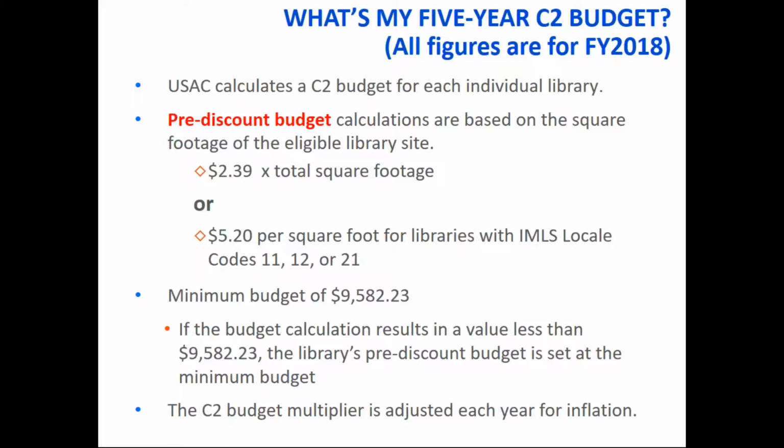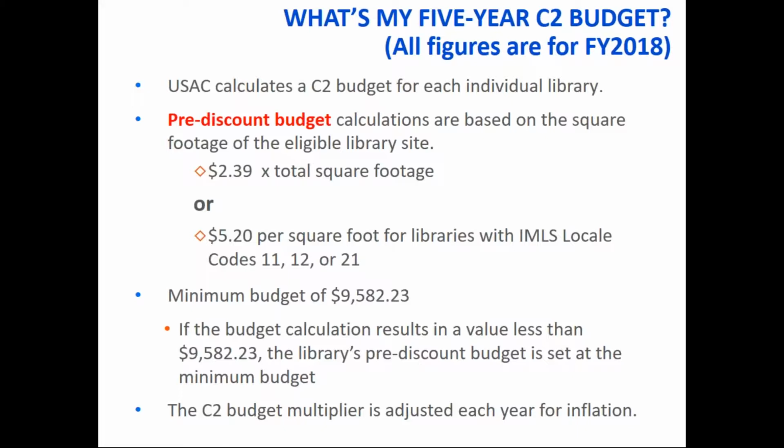Now, again, like I said, we talked about this last week, but just as a refresher, remember the Category 2 budget for libraries is based on square footage, and each individual library receives their budget. And also as a reminder, you cannot take a portion of one branch's budget and use that money to purchase equipment for another branch.